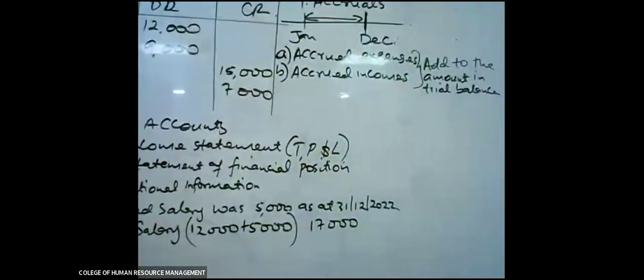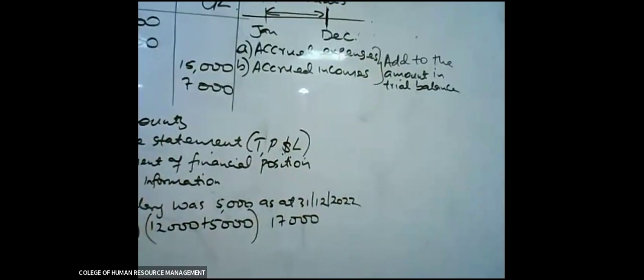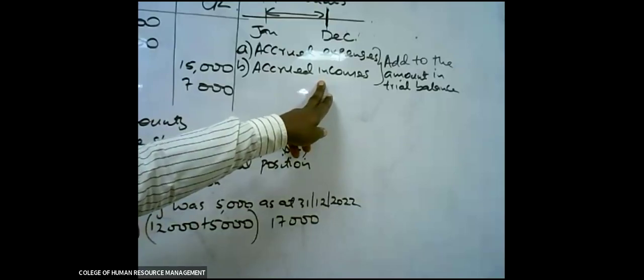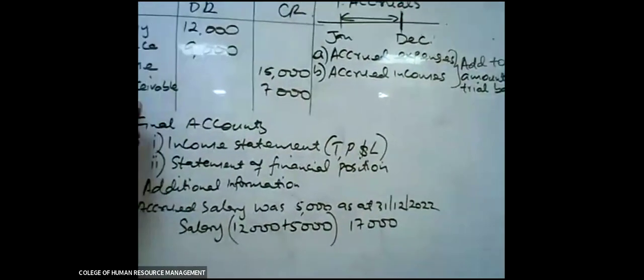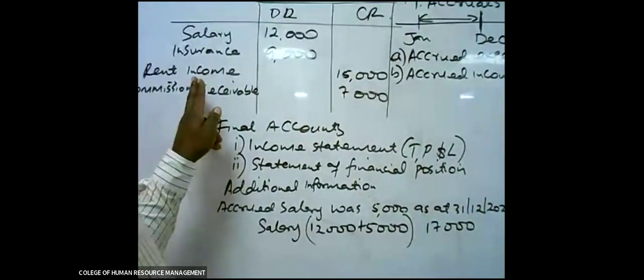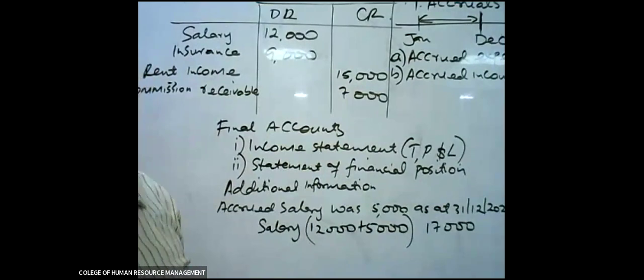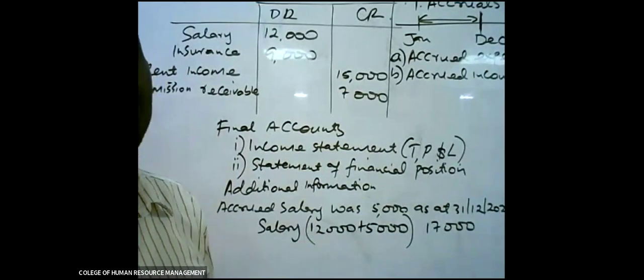You add it. So any accrued amount, you add it to the amount already paid to get the exact amount that was supposed to be paid. The same case applies to the accrued income. So for example, here we have the rent income. The rent income here is 15,000. Then you can be told that accrued rent income was 2,000.